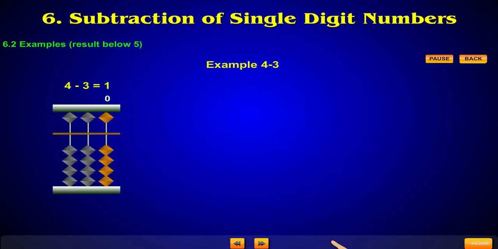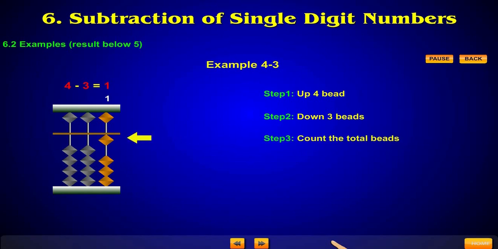Example: 4 minus 3. Step 1. Up 4 beads. Step 2. Down 3 beads. Step 3. Count the total beads.